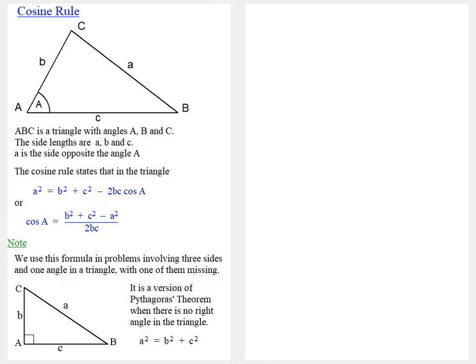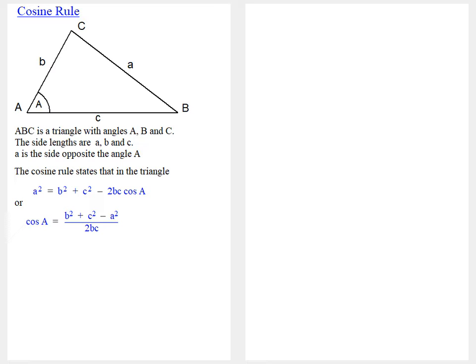It's worth noting that this is a version of Pythagoras' theorem when there's no right angle in the triangle. Pythagoras' theorem says that in a right angle triangle, a squared equals b squared plus c squared, whereas the cosine rule starts the same, a squared equals b squared plus c squared, but has an extra term, minus 2bc cos A, where the angle A is not a right angle.